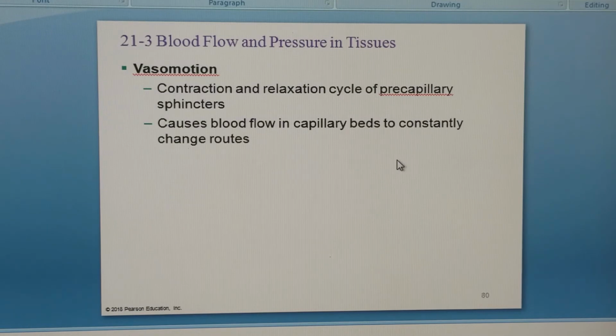Vasomotion is the contraction and relaxation cycle of the precapillary sphincters. Again, when we say vaso, think in terms of vessel. It causes blood flow in the capillary beds to constantly change routes.